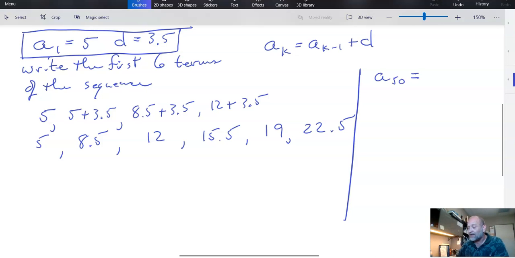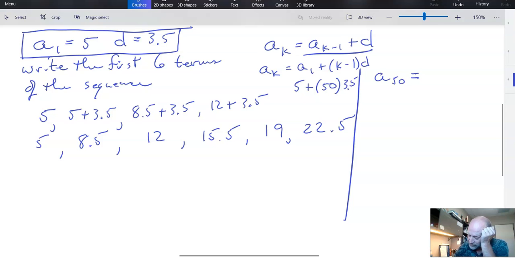I don't know. Anyways, so we have to figure out a formula that will give us the 50th term without having to write out all of the other things. Well, we already know, let's see, we have this, but we also saw before that A_k is equal to A1 plus k minus 1 times the difference, right? So let's see. That means we need A1, which is 5, plus 50 times 3.5, right? So that's what we have here.